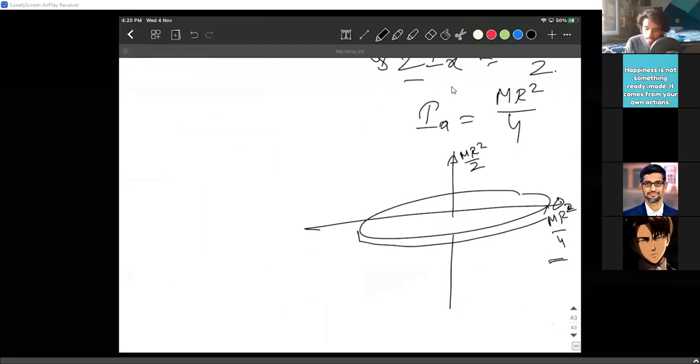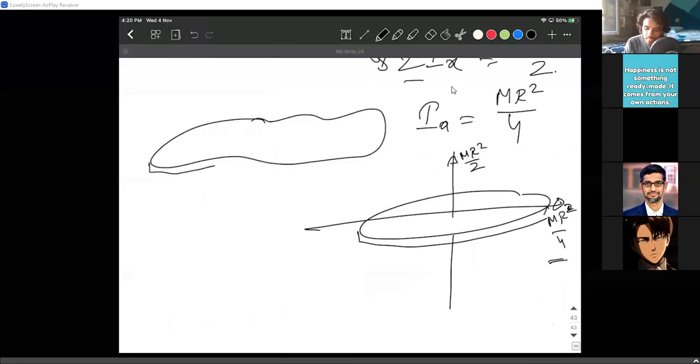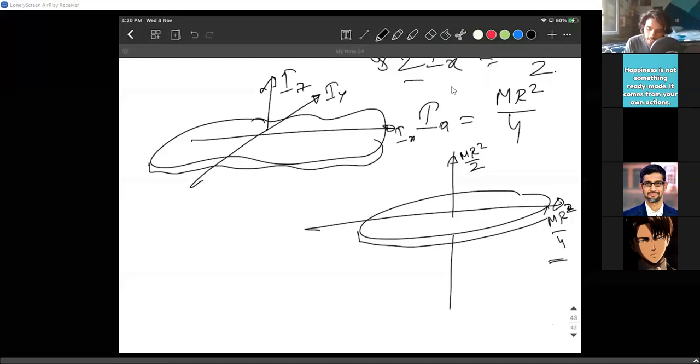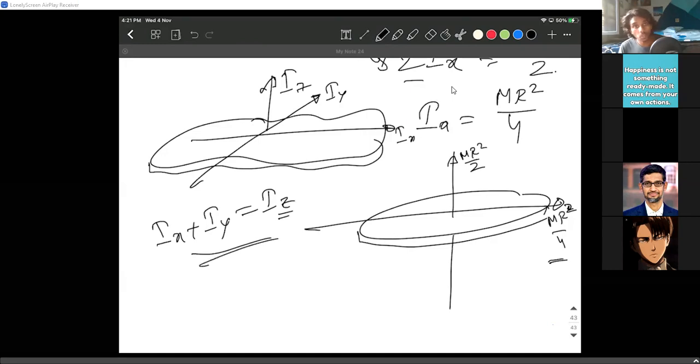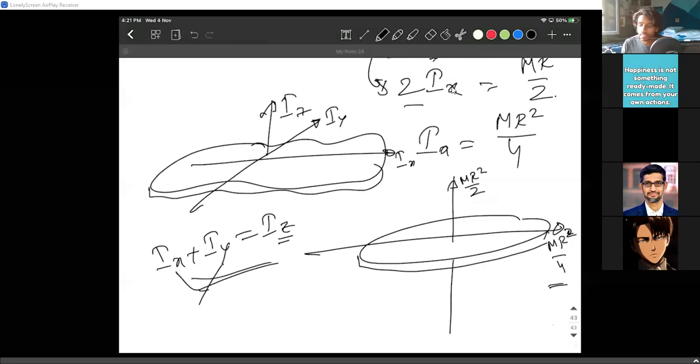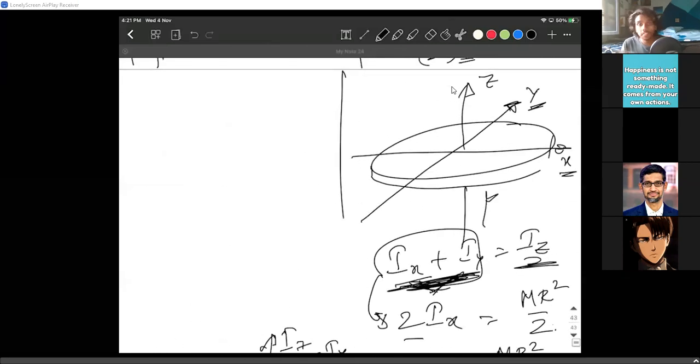You take a random body. Let us say this is the shape of a body. Now you have Iz, Ix, and Iy. Now I can't do anything. All I can do is simply write Ix plus Iy equals Iz. That's all. I can't find Ix, I can't find Iy, I can't even find Iz. This is a random body. All I can say is this theorem works since it's a 2D body. But I don't know the shape of the body. I can never say Ix equals Iy, or relate anything. So in this situation, it gets really difficult. But for a disk, it was really easy for us to do it.